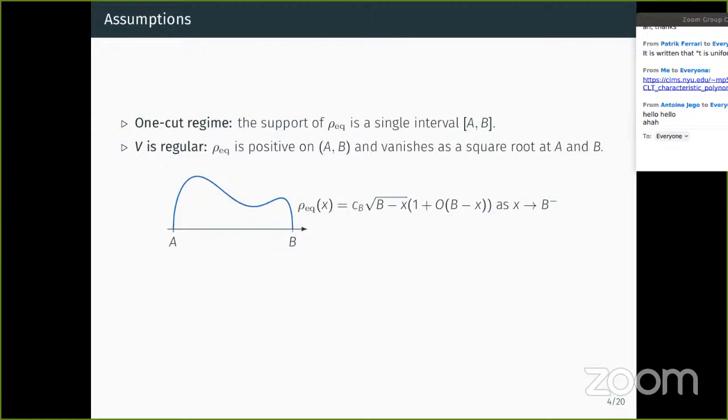And moreover, we need another assumption, which is that the potential is regular in the following sense. The equilibrium measure, its density, is non-zero inside the support. And the behavior close to the edge is that the density vanishes as a square root. So here as a square root of b minus x, here as a square root of x minus a. Okay. This second assumption is not very restrictive, actually. Most of the potentials satisfy this assumption. The ones that do not satisfy this assumption are called critical.